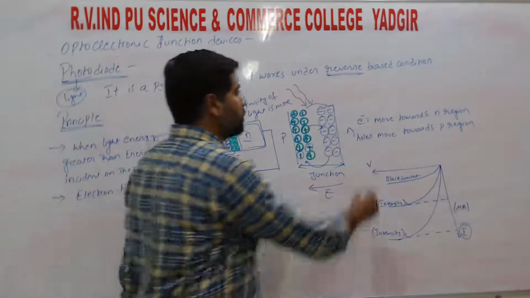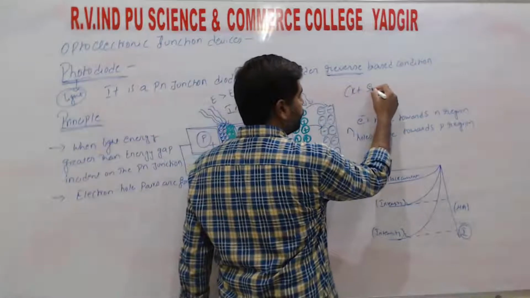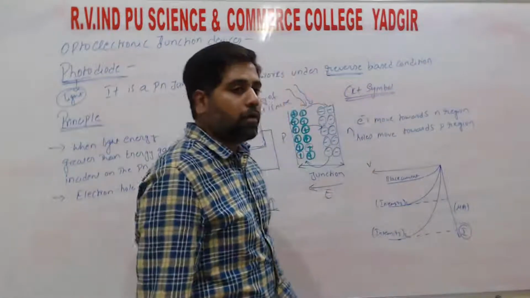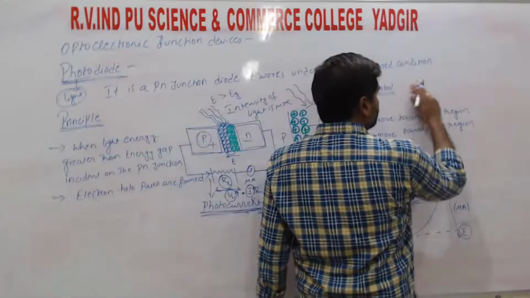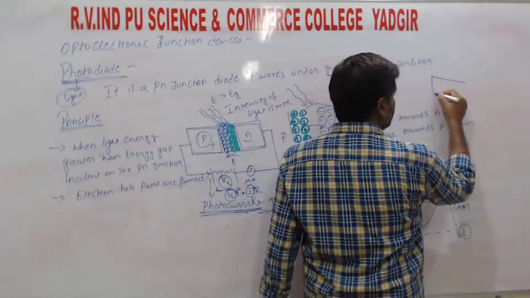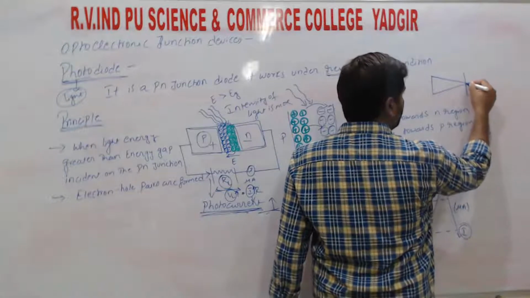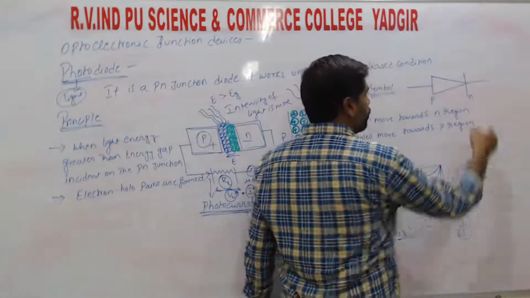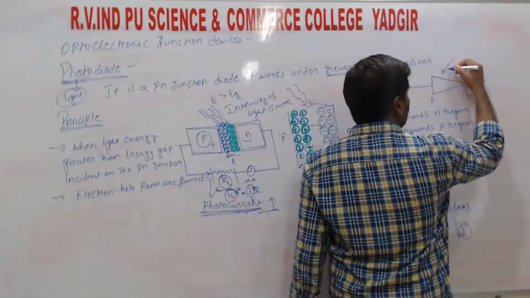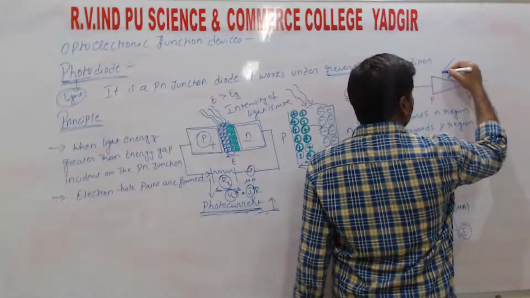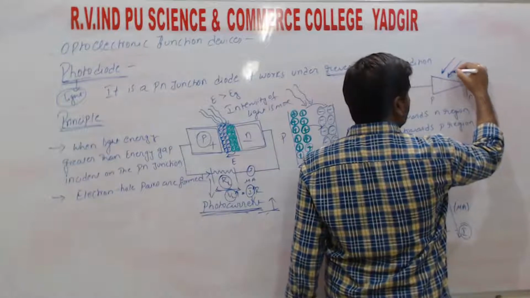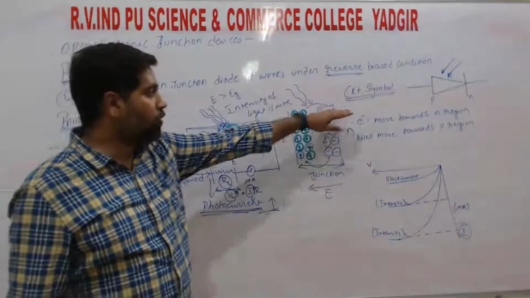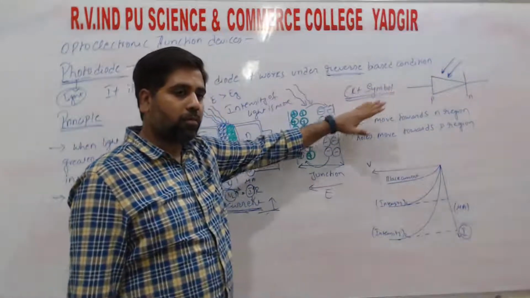So the circuit symbol for photodiode is, it is also the PN junction, right? So it will be like this. So here it is P and here it is N. So it works on the basis of the incident light. So the arrow mark will be towards the diode like this. So this one is the circuit symbol for the photodiode, right?